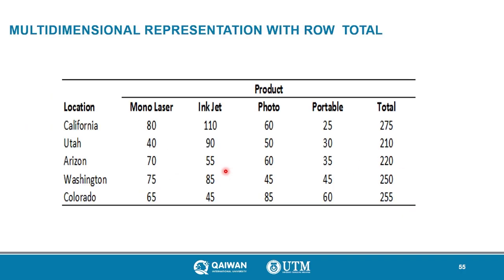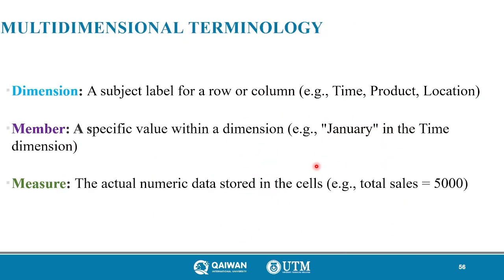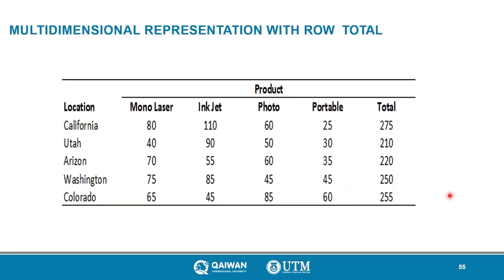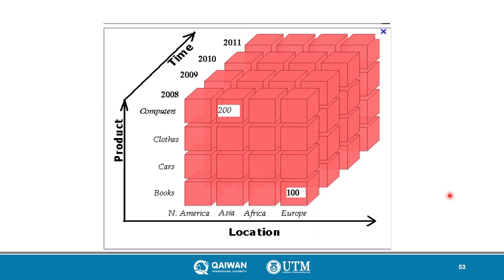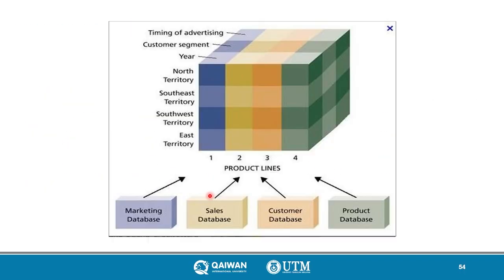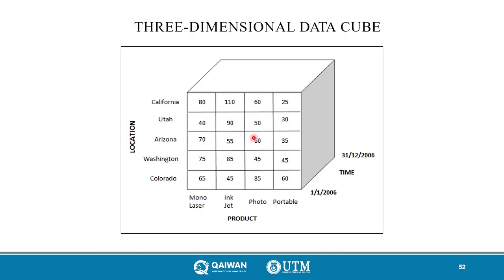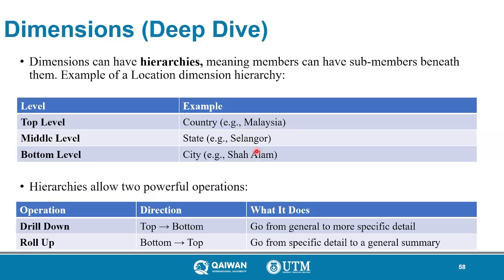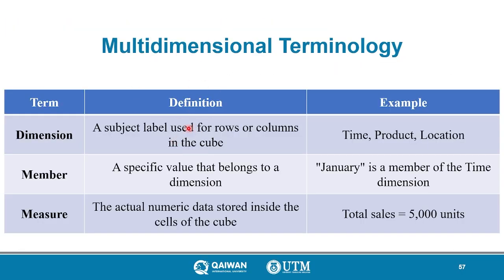Now, for example, in here, let's say this 60, this 45, this 35 would be a member. Now, the measure is the actual numeric data stored in the cells, like this. Now, in here, because we didn't have the time, for example, we could say this: the Jan would be the member, and the measure would be this 45 and this 60. Now, same idea, we have it in another table. So this slide and this slide are the same.